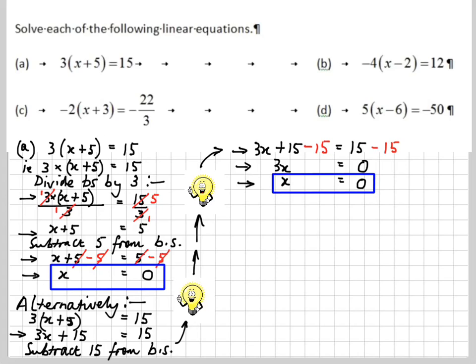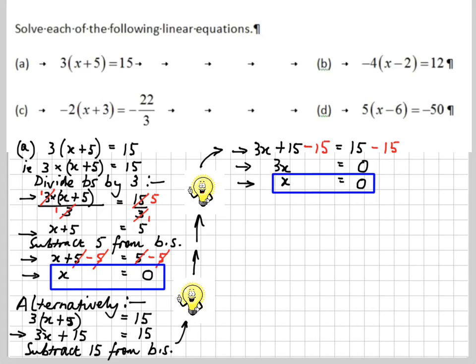Okay, how did you go with that? Now I want you to have a go at number B, C and D before we do any more. So I'm going to stop now and have a little rest, and you're going to do some work, okay? And then you can come back and see how you went with B, C and D, okay? See you in a minute.